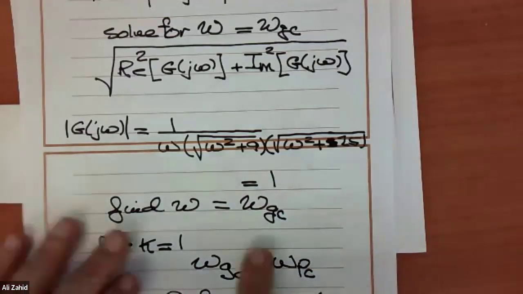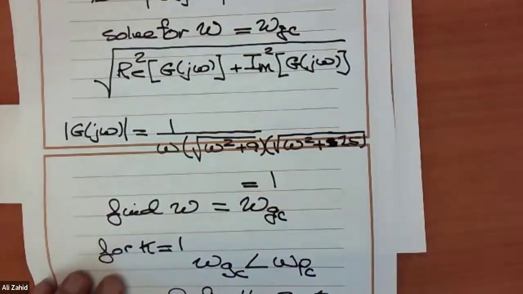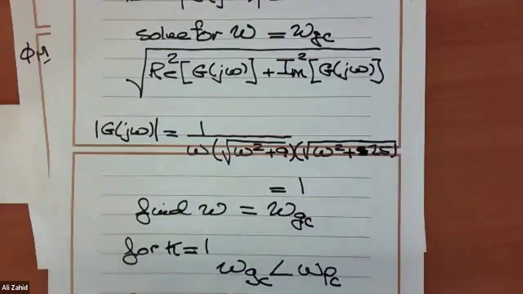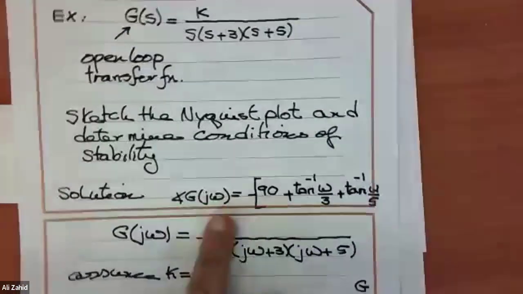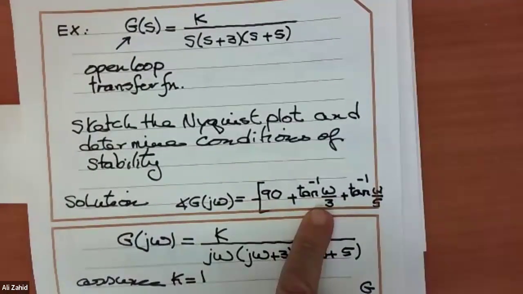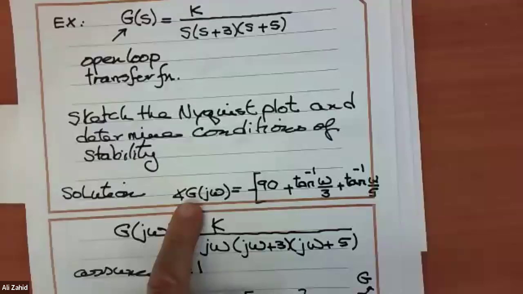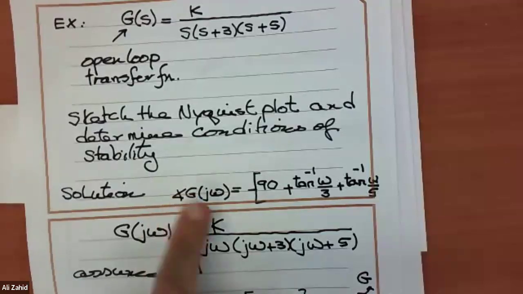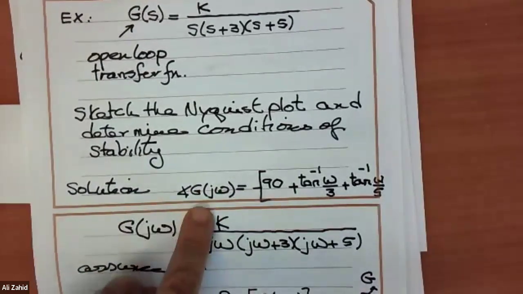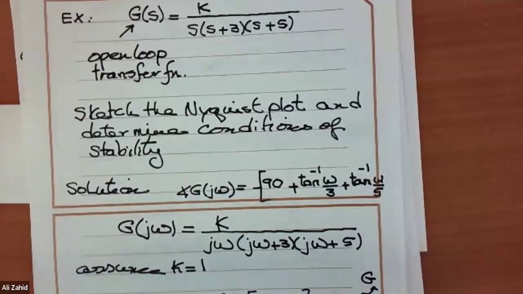Then what do I do with this omega? I substitute it in the what? Into the phase equation. What do I get? I get this phase at what omega? At omega GC, which is the gain crossover. Did you get it?